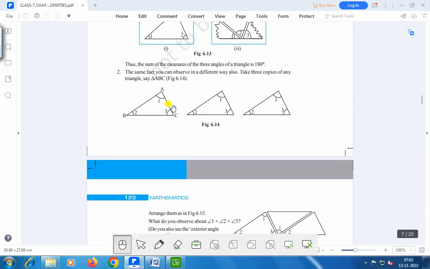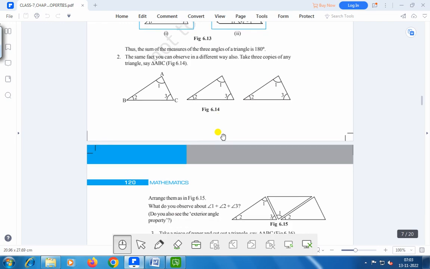Here, if we add all the angles of this triangle, angle 1 plus angle 2 plus angle 3, we get 180 degrees. Here also in this case, if we add all the angles, that is angle 1 plus angle 2 plus angle 3, we get 180 degrees. In this case also, angle 1 plus angle 2 plus angle 3 is 180 degrees.